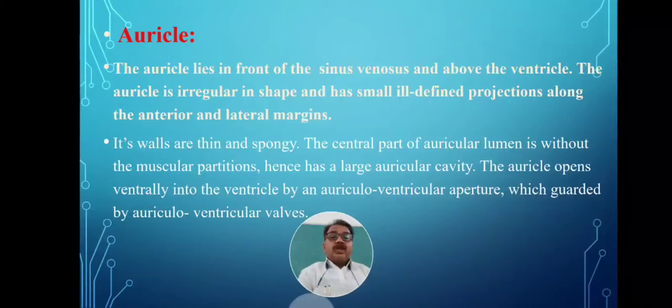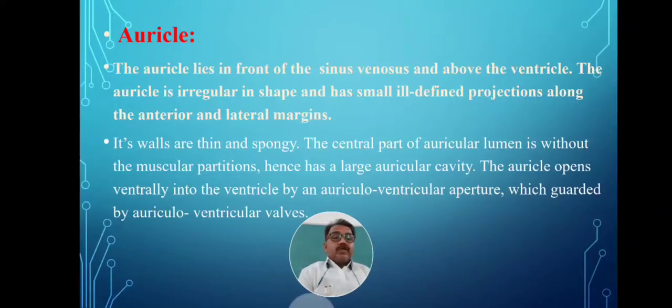The auricle opens into the ventricle by an opening called the auriculoventricular opening, or auriculoventricular aperture. The aperture is present between the auricle and the ventricle. That opening is called the auriculoventricular aperture. This aperture is guarded, protected, by a wall called the auriculoventricular wall.